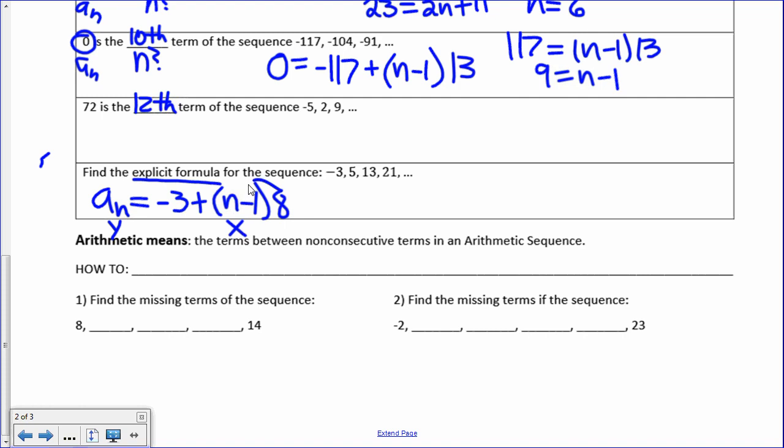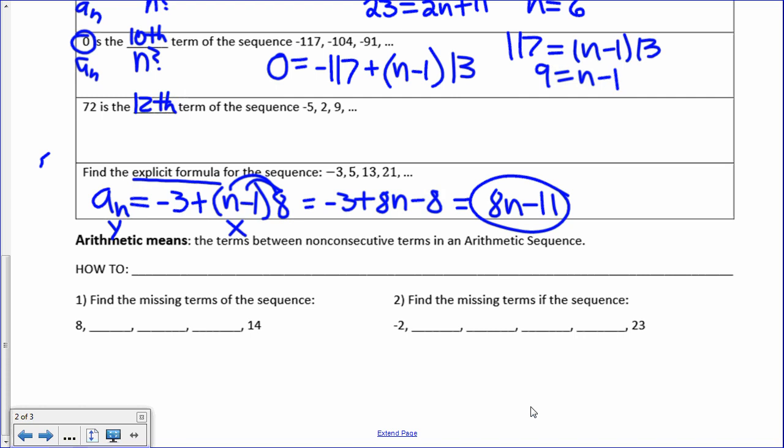Distribute the 8. So it would be -3 plus 8n minus 8. Now you can add the -3 and the -8, and you get 8n minus 11. That's what they want. That's what they mean by explicit formula. They want you to do the algebraic property that's represented here, the multiplication, and then simplify it so it looks like y equals mx plus b. The way you get that is by distributing through the parentheses and simplifying. Just in case you see that somewhere, I want to make sure you knew how to do that.